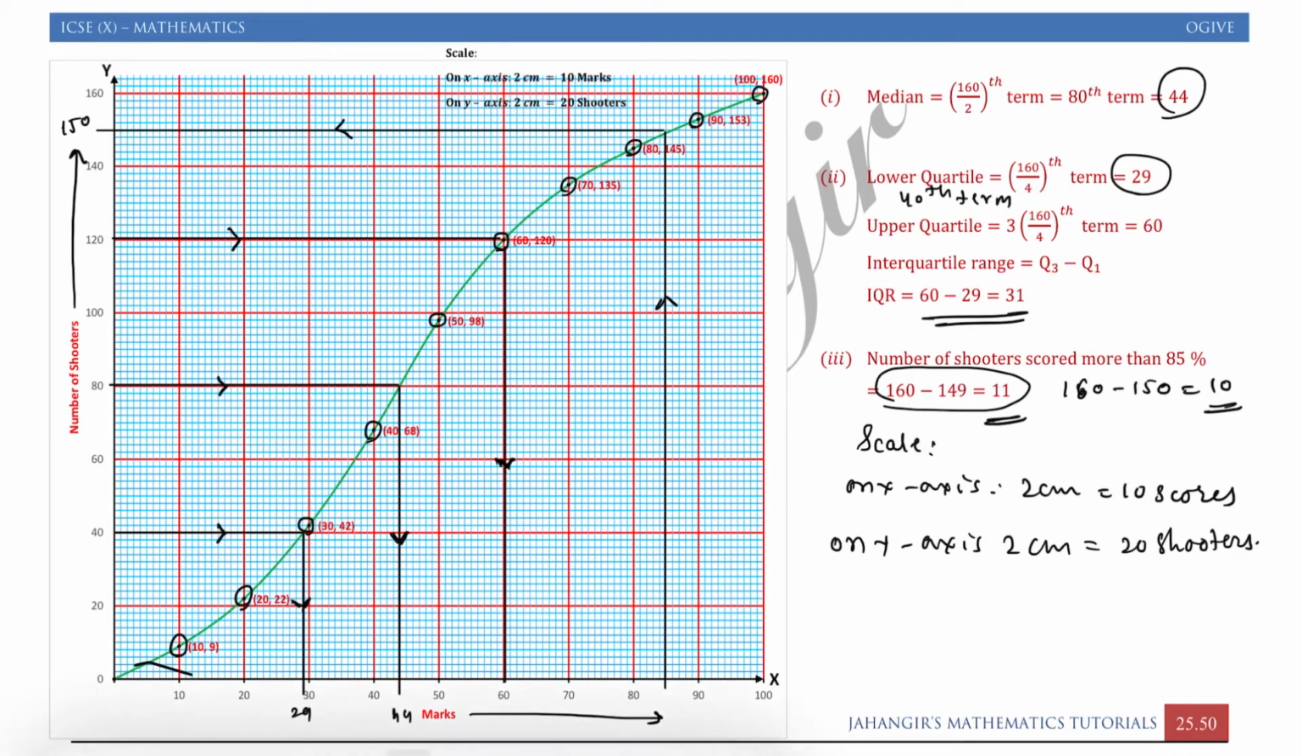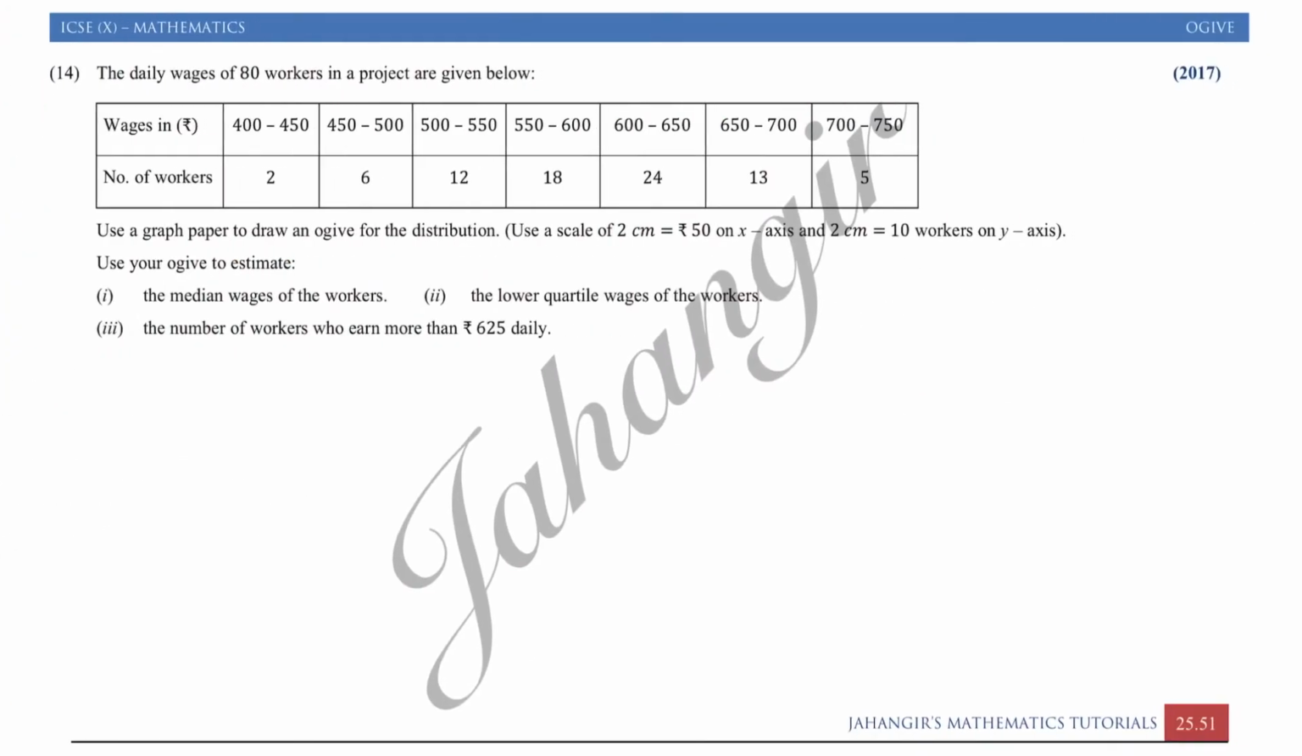So hope you had understood how to draw this type of graph. Now question number 14. Daily wages of 80 workers in a project are given below. The wages go from 400 to 750 with a gap of 50, and total workers are 80. Use graph paper to draw an ogive for the distribution. Use a scale of 2 cm is equal to 50 rupees on x-axis, and on y-axis 2 cm is equal to 10 workers. Use your ogive to estimate. We will read later.